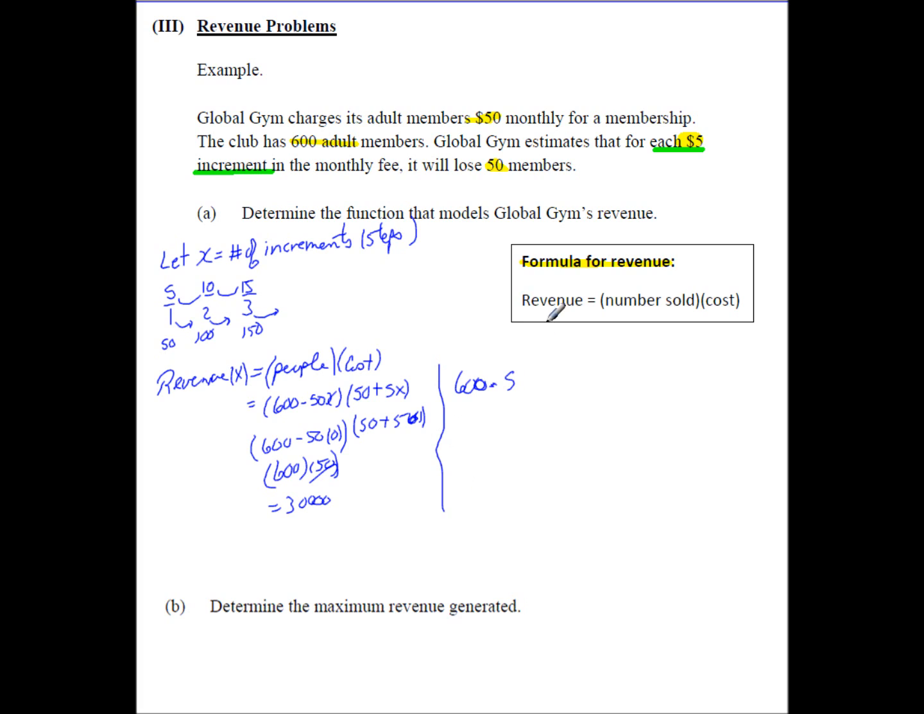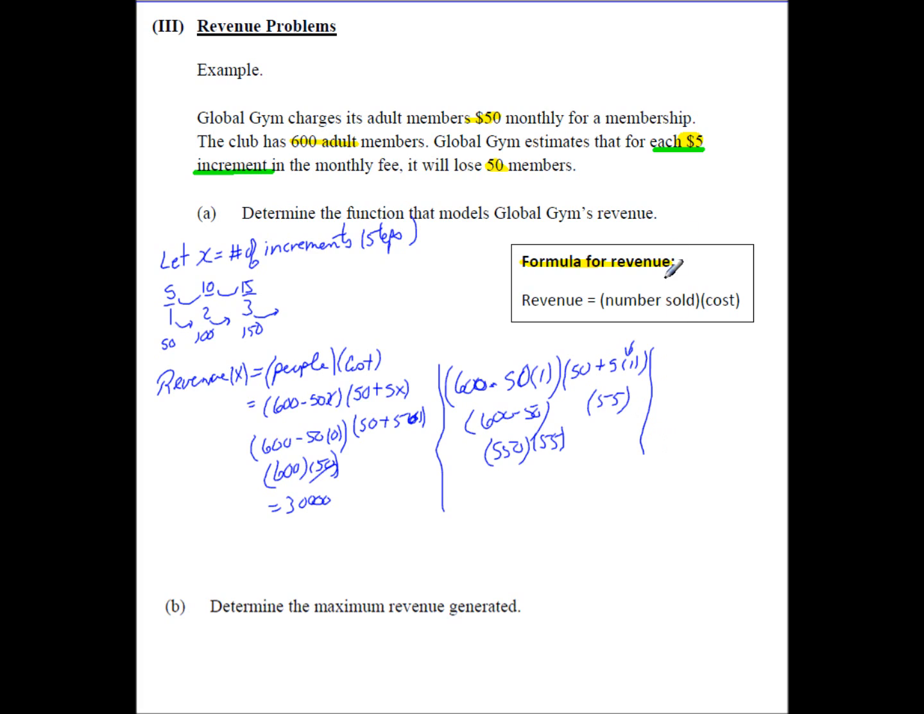Now let's say they put it up by one $5 increment. So you're going to lose 50 people. The revenue you bring in now is 50 plus 5 times 1. This is the first time they put it up by $5. So the cost goes up to 55, but the trade-off in increasing the cost of a membership is that you now lose 50 people. So 600 subtract 50, or 550 people remaining, and $55 per person.